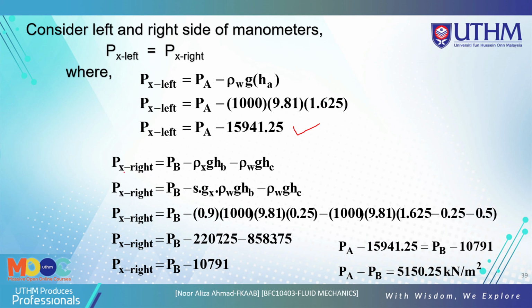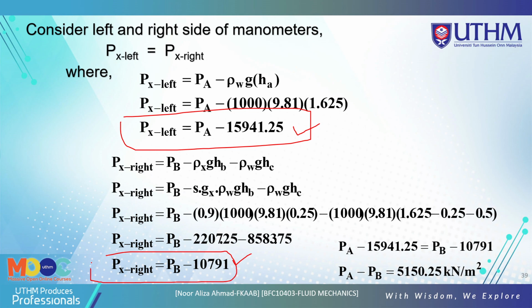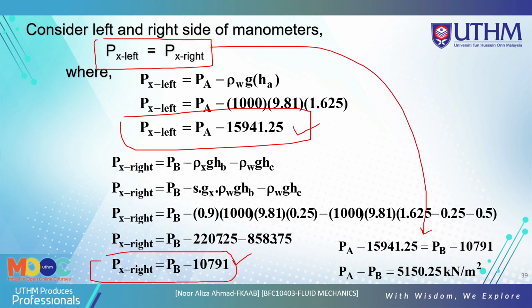So we get the value of pressure at left. Okay, now we look at the pressure at right here. Okay, just put the value until you get this side here. Okay, so you get the left and you get the pressure at right. Okay, and then you just put it into this balance. Okay, use this equation, just put here, so we get PA minus PB, this value.